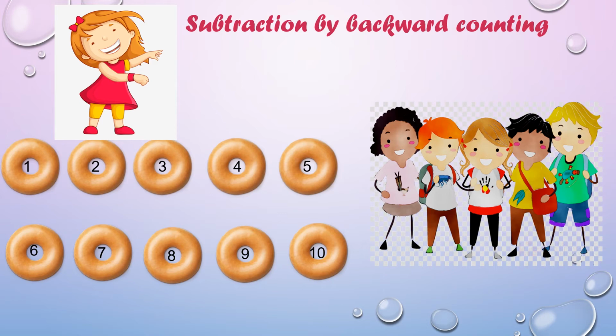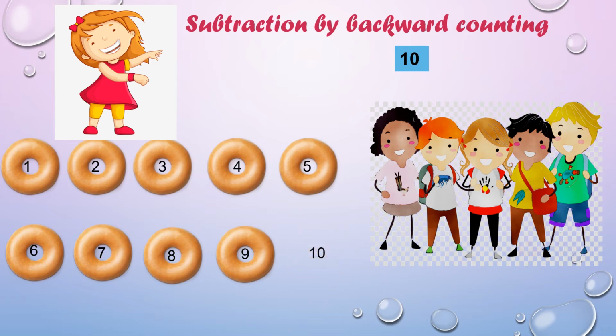We have to find how many donuts are left with Sarah. How do you find? Yes, by subtraction. So today we will find the answer by subtraction by backward counting. So let's start. There are total how many donuts? Yes, 10 donuts are there. And there are 5 friends and each friend has taken one donut. So let's start backward counting from 10.